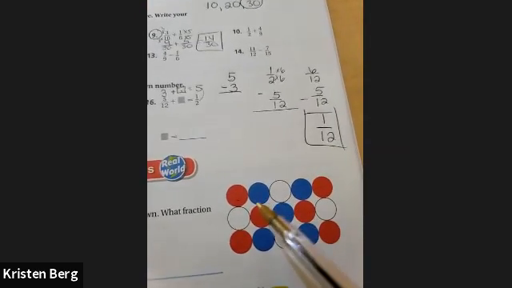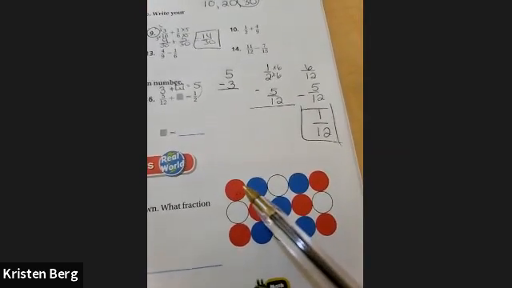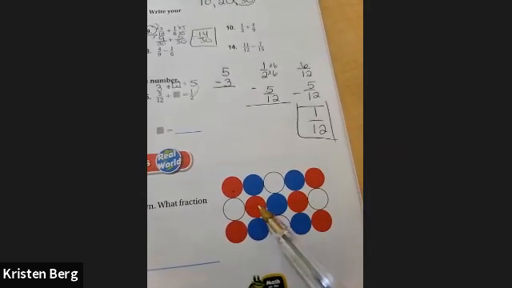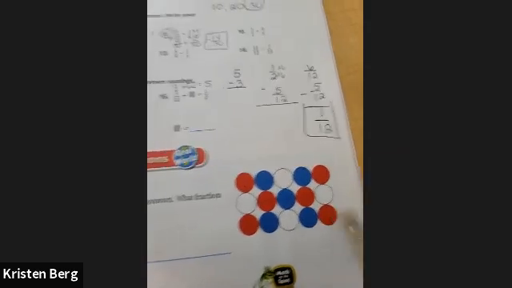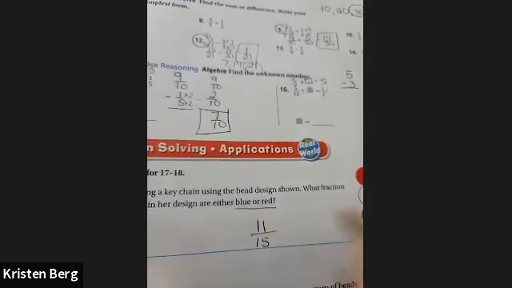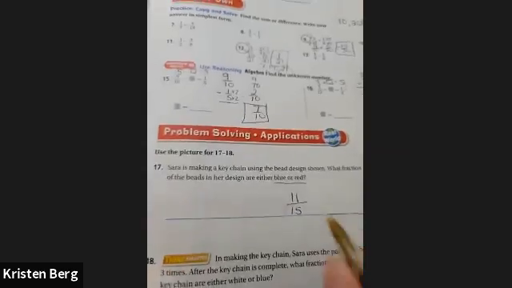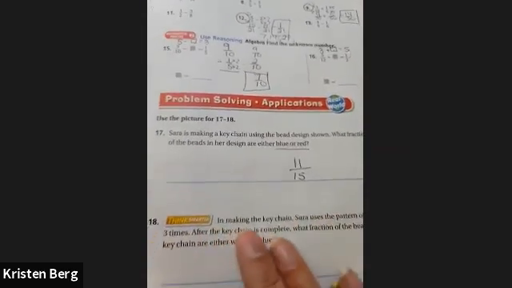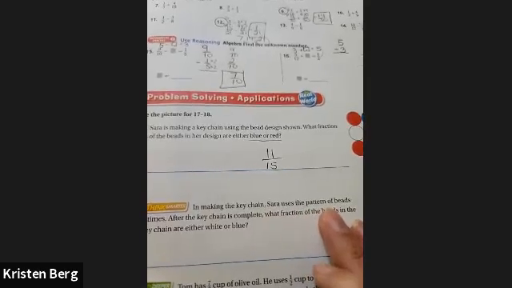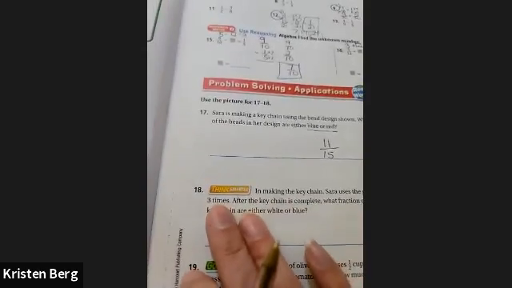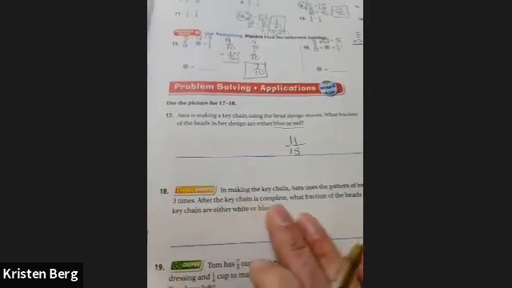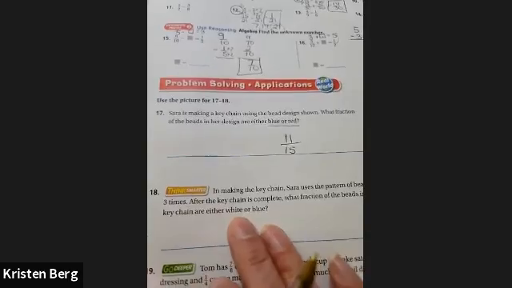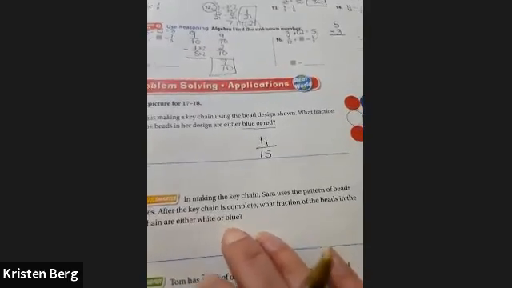but they want to know which ones are blue or red. So we're going to be counting the ones that are blue and red only. So 1, 2, 3, 4, 5, 6, 7, 8, 9, 10, 11. So therefore 11/15 are either blue or red. Next question says, in making the keychain, Sarah uses the pattern of the beads 3 times. After the keychain is complete, what fraction of the beads of the keychain are either white or blue?